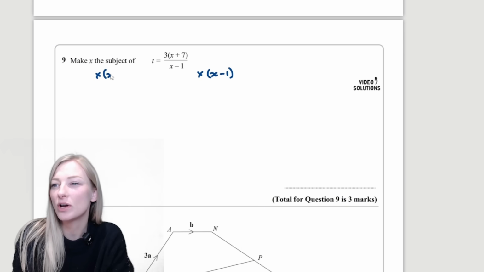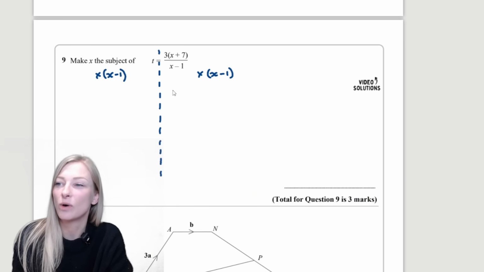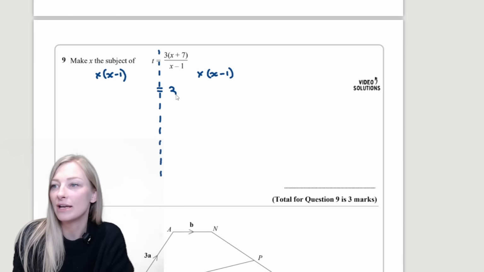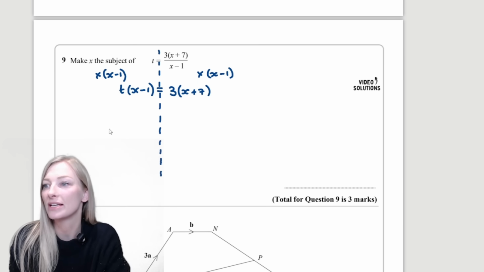If I multiply one side by x minus 1, I need to multiply the other side. Remember that equals shows the middle of your equation. So multiplying the right-hand side by x minus 1 gets rid of that denominator, and we're left with 3 lots of x add 7, just the numerator. And then on the right-hand side, we've got t lots of x minus 1 because we've multiplied that side too.